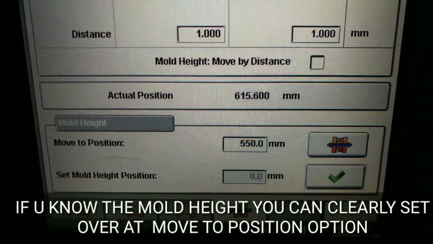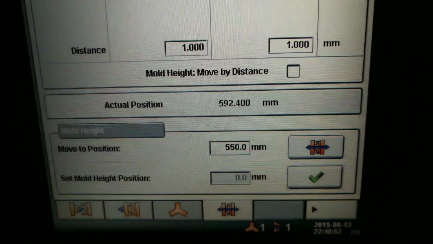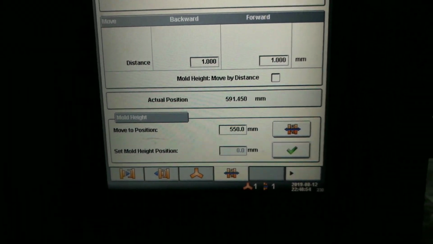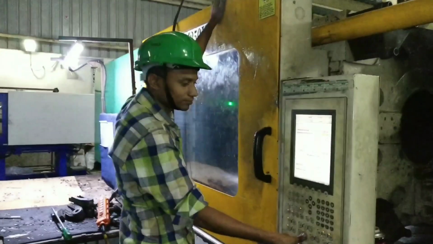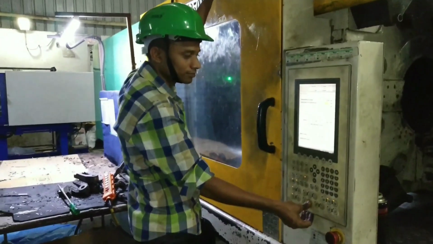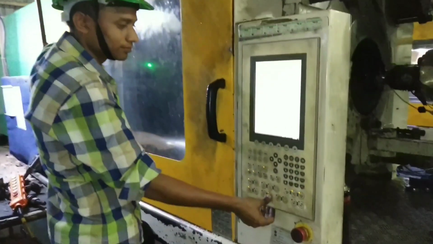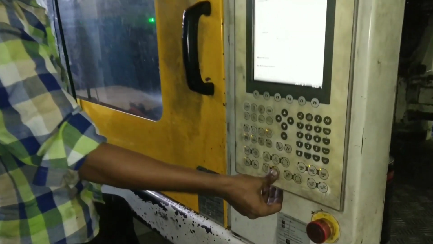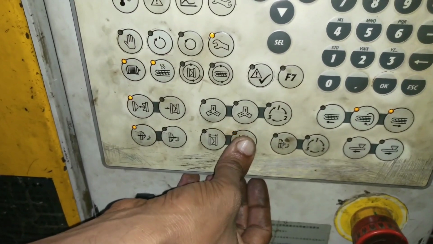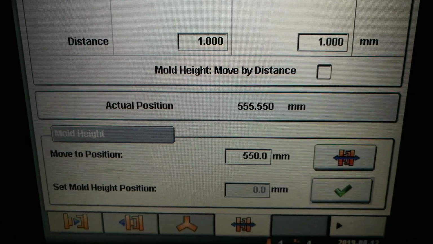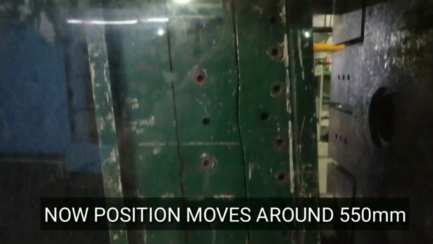If you know the mold height, you can directly set it at the move to position option. If you know the mold height of that particular mold, you can set it there. But I'm teaching you manually so that you can get a better idea. If you don't have any knowledge about mold height, it can be simply adjusted by any of the operators, and it can be learned in a systematic, easy way. That's why I was teaching this easy method. Now the mold position moves to around 550 mm. You can clearly see that.